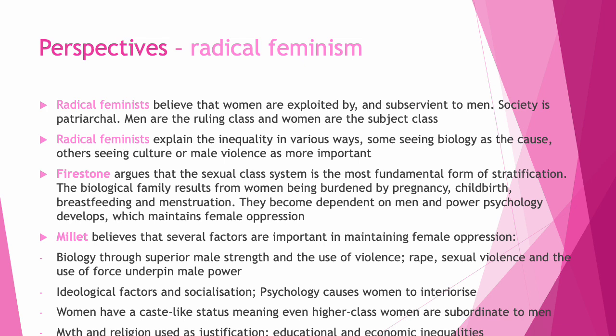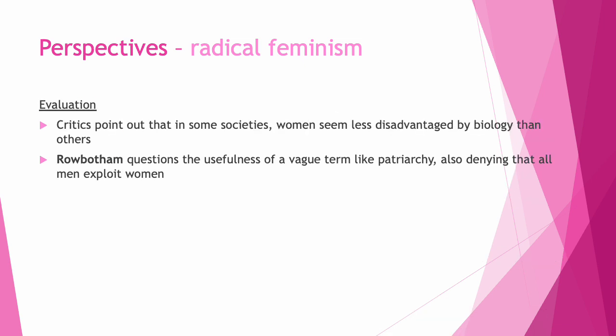Millett believes that several factors are important in maintaining female oppression. Biology, through superior male strength and the use of violence like rape, sexual violence, and the use of force, underpins male power. Ideological factors and socialization cause women to internalize their subordination. Women have a caste-like status, meaning even higher class women are subordinate to men. Myth and religion are used as justification for this, and there are also educational and economic inequalities. Critics point out that in some societies, women seem less disadvantaged by biology than others.